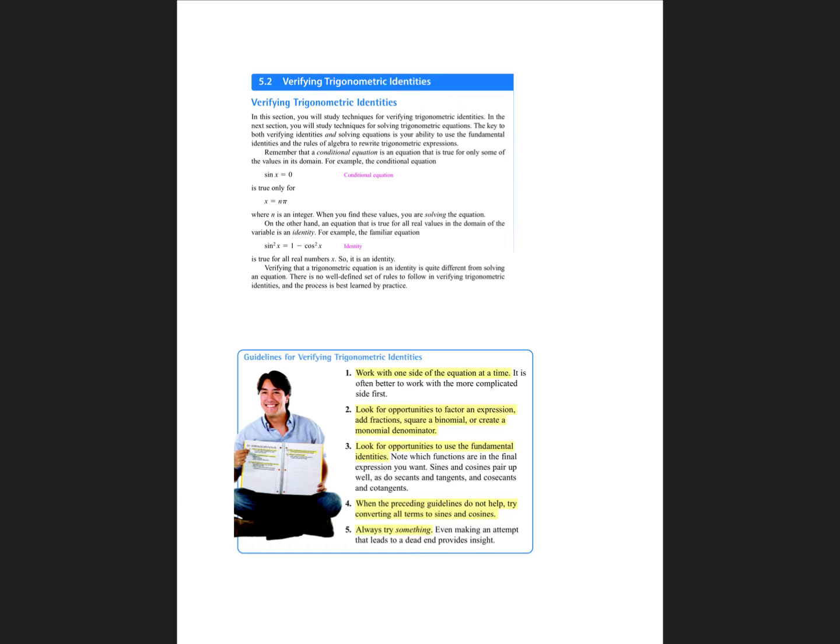All right, so this is 5.2. We're verifying trig identities today. We're proving, all right? You guys are going to be given a statement that is a true statement, and you have to go through all the steps to prove it.